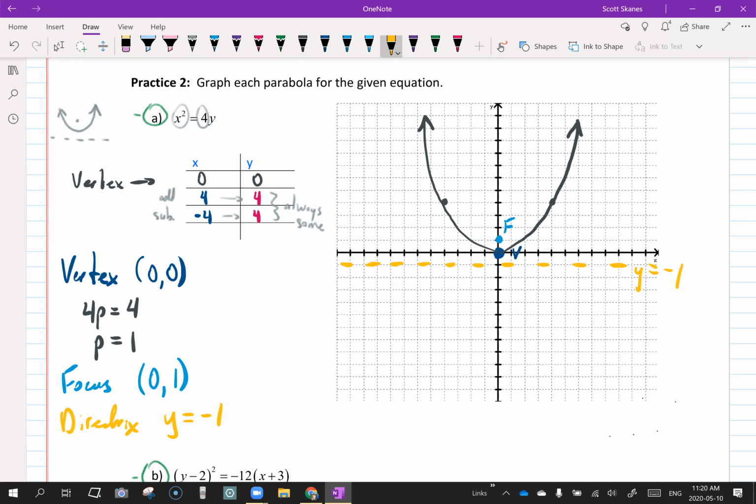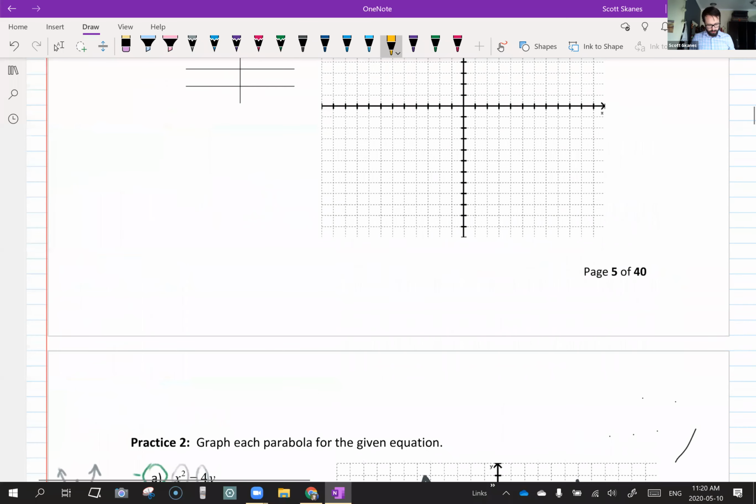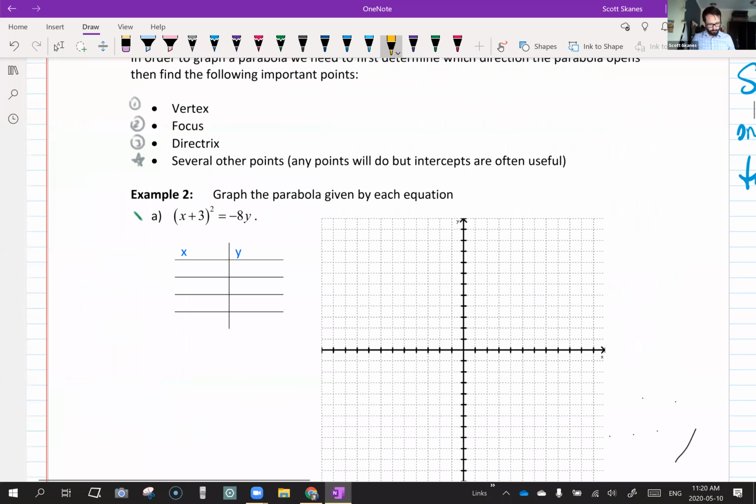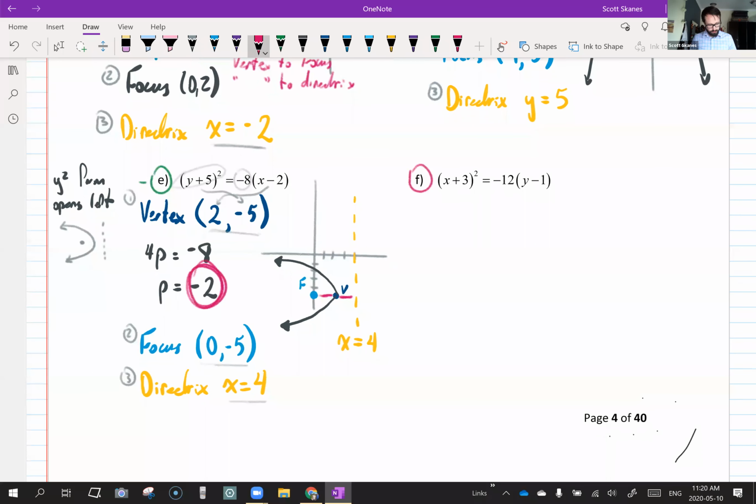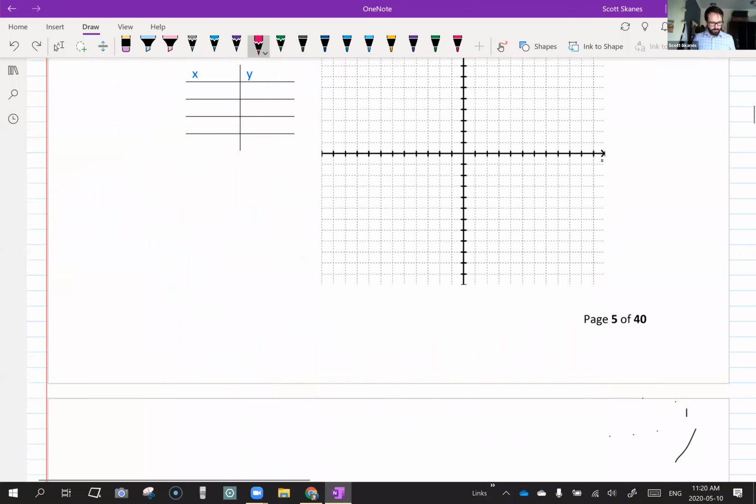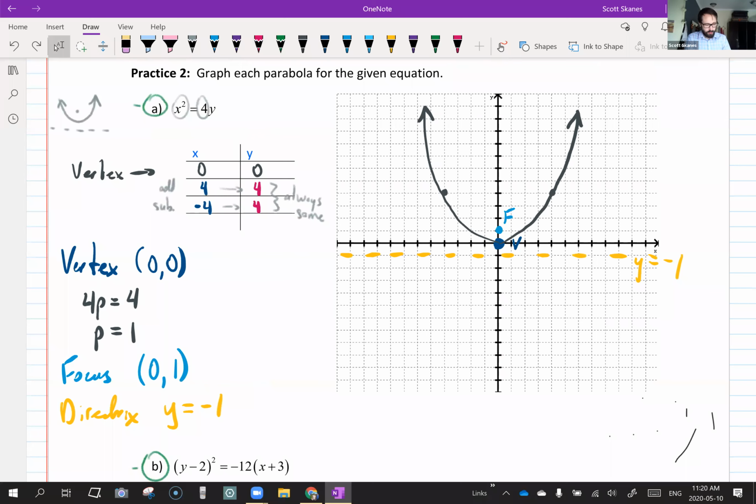Yes, Mr. Hmm. Why do we get 1 in this question, and in the last question we got 2 in the directrix? You're talking about the directrix? Yes. It's just depending on what number is in front of the term.